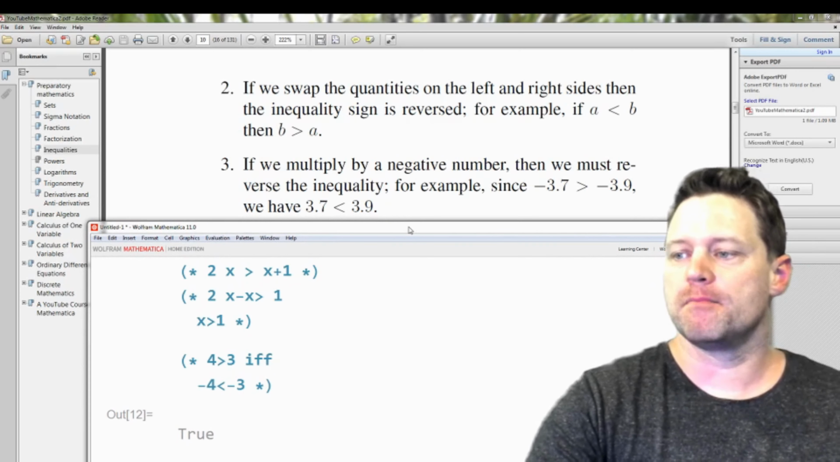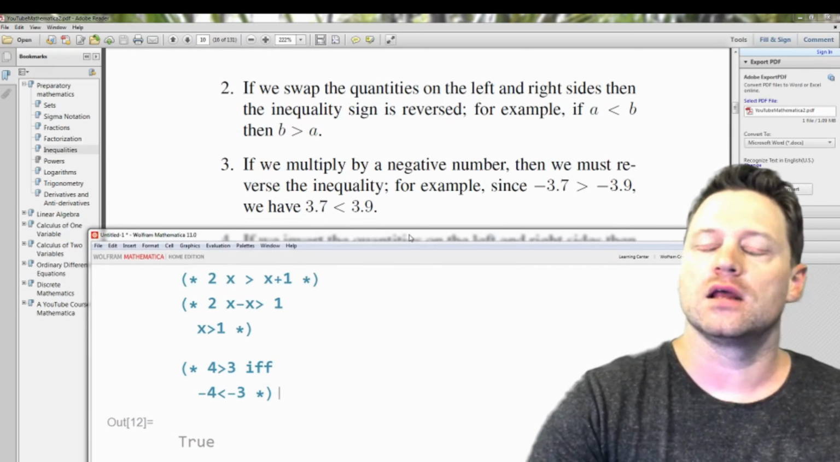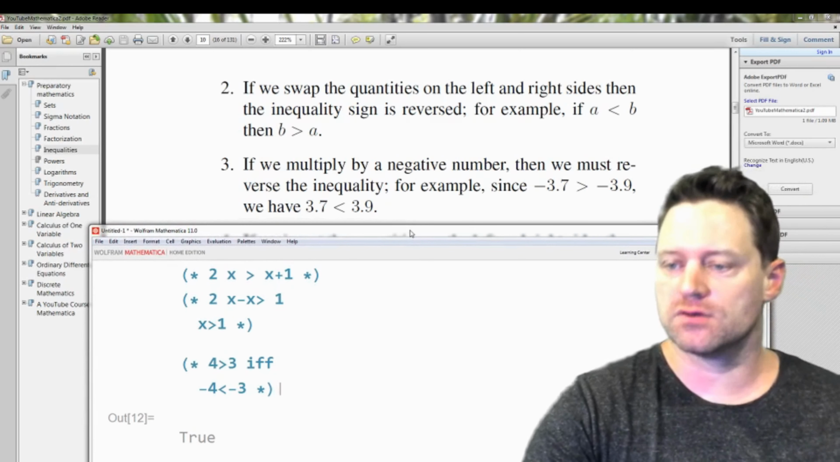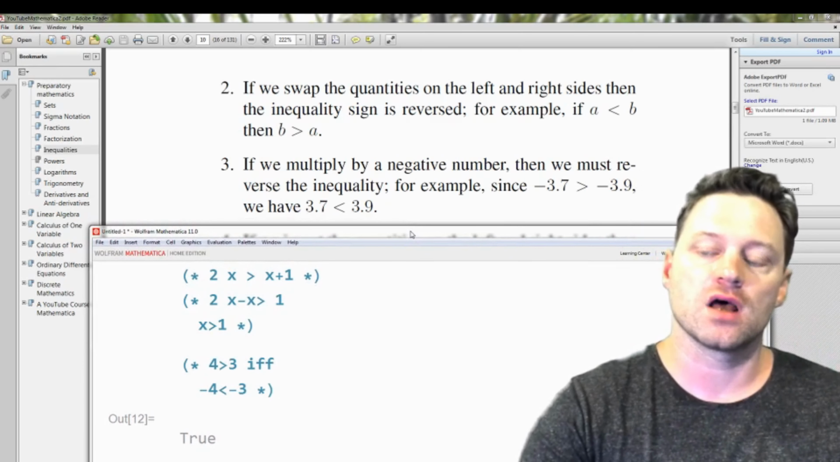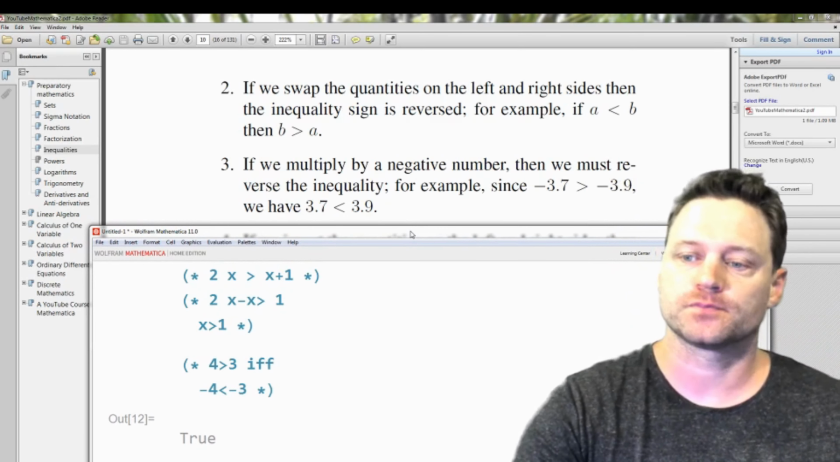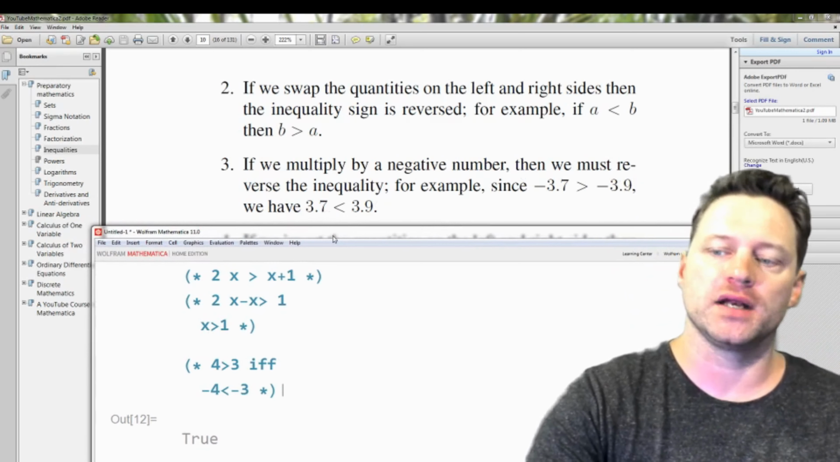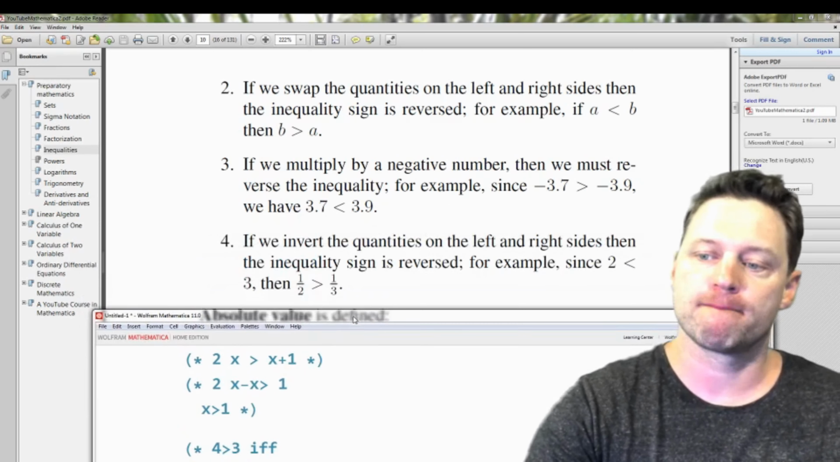All right, minus 3.7 is greater than minus 3.9. And if you need to view this, you can do so on the number line. You draw a number line, you put these on the number line and you compare them. Which one is on the right? Well, that's the bigger one. So because of this, we multiply throughout by minus 1, and we have 3.7 less than 3.9.